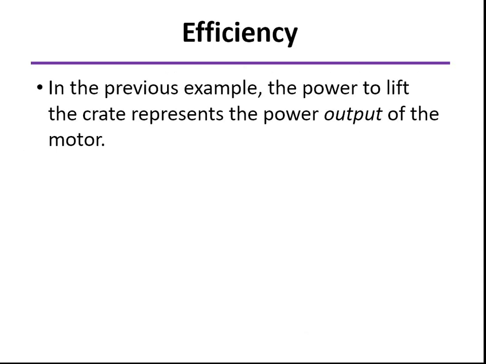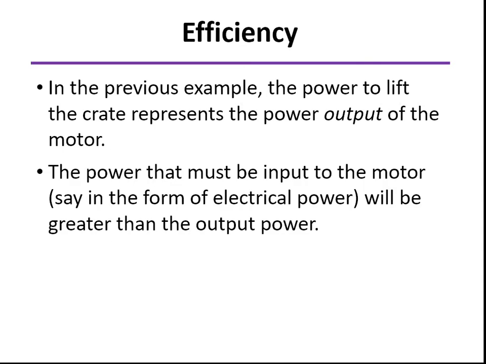Now in this problem, that power that we calculated, the power to lift the crate, would be the output power of the motor. Now the power that we have to input to the motor is always going to be greater than the output power. So in this case, say we have an electric motor, this is saying we have to provide more electric power to the motor than what we're going to get out to do the work. So we introduce the term efficiency, which is simply the power out divided by the power in.